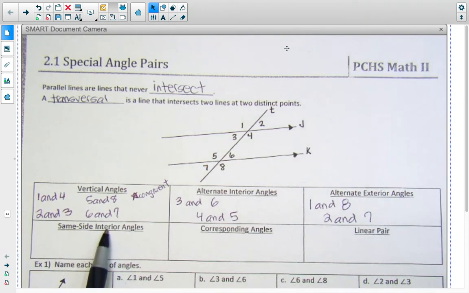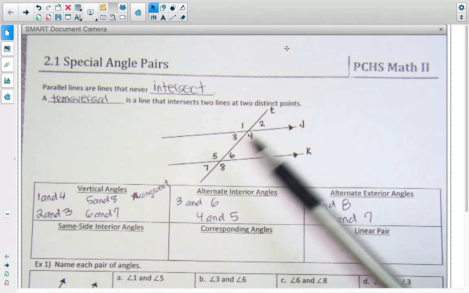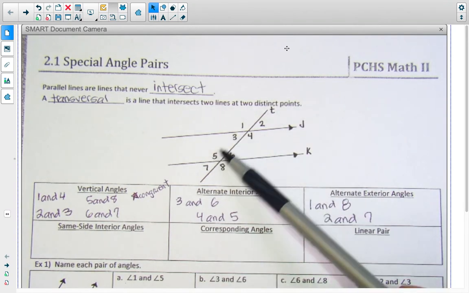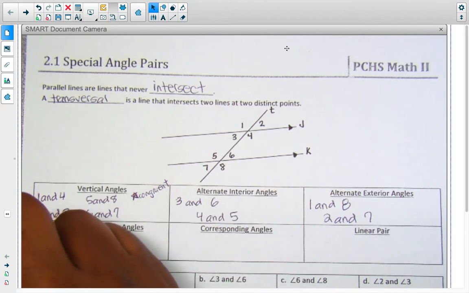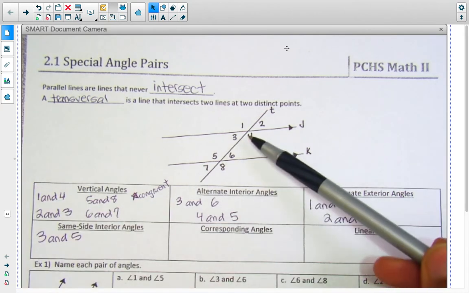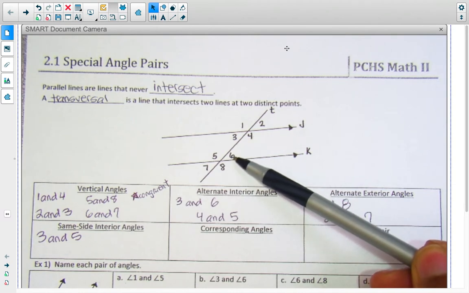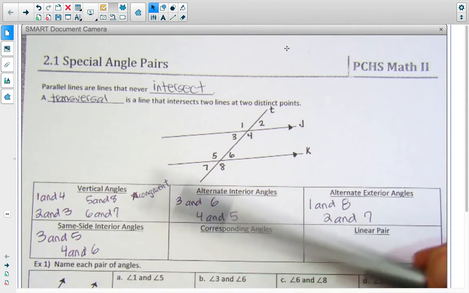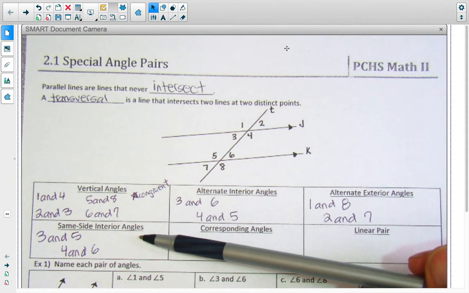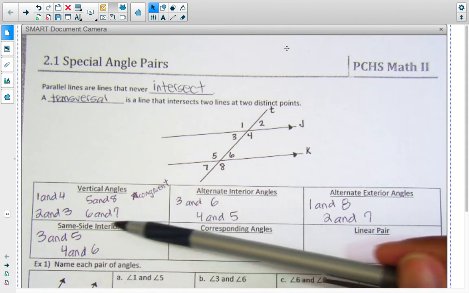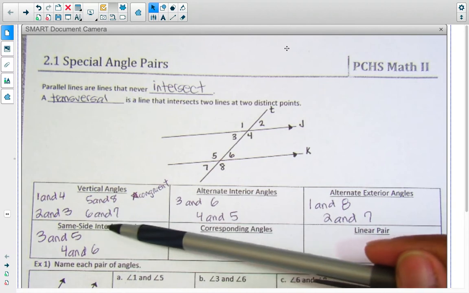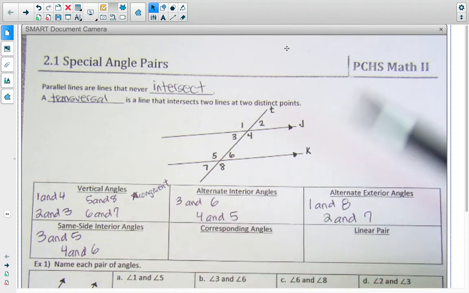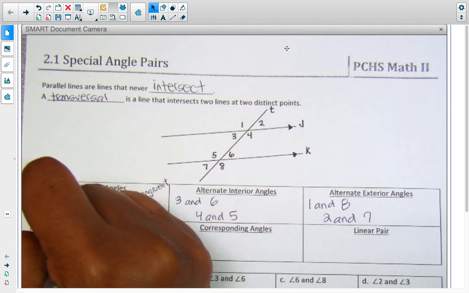Same side interior angles, again, lets you know same side means they're both on the left or both on the right. Same side interior angles would be 3 and 5. These are same side. And the other pair is 4 and 6. They are same side interior angles. You might also hear these called consecutive interior angles. Same side interior angles or consecutive interior angles, they mean the same thing. They're talking about 3 and 5 and 4 and 6.